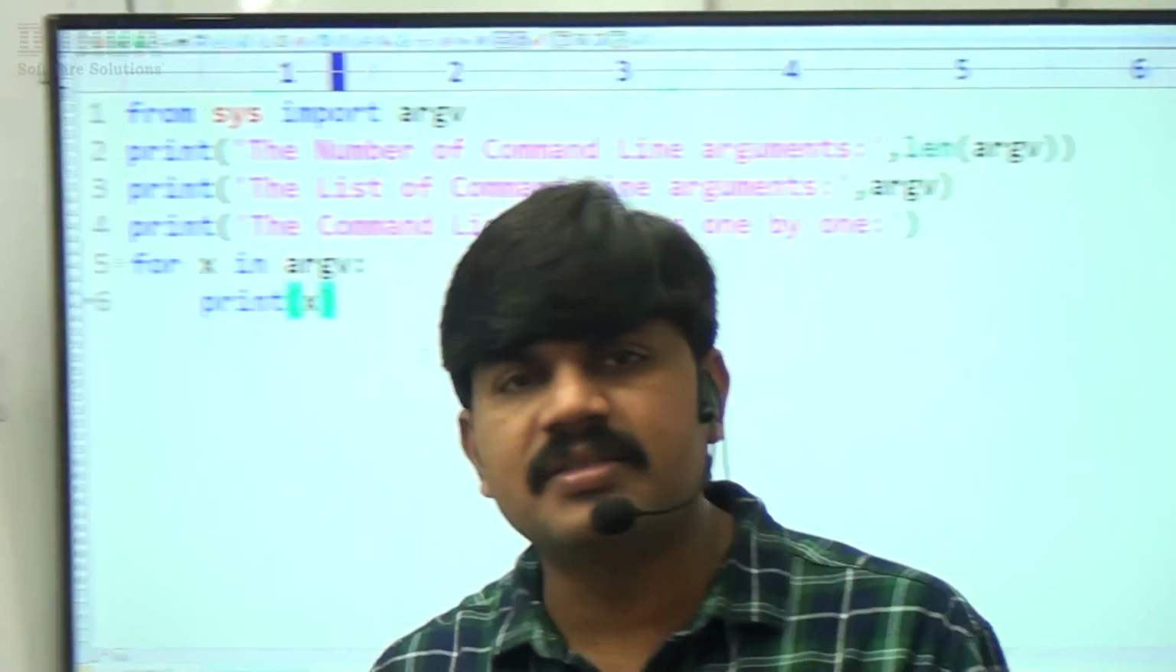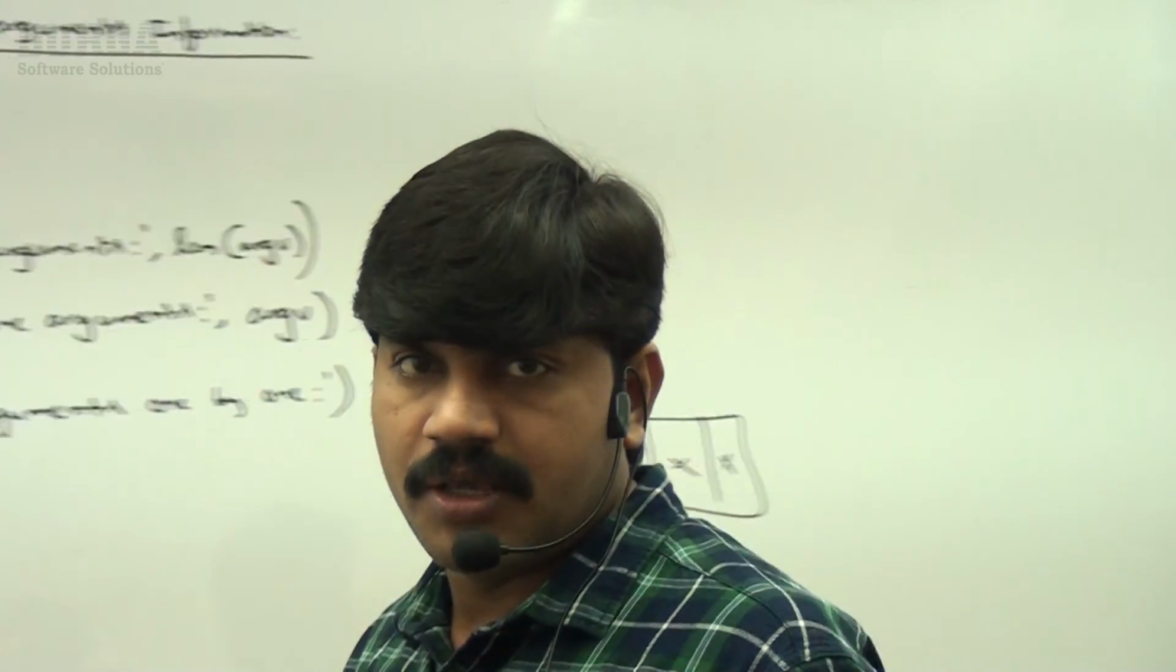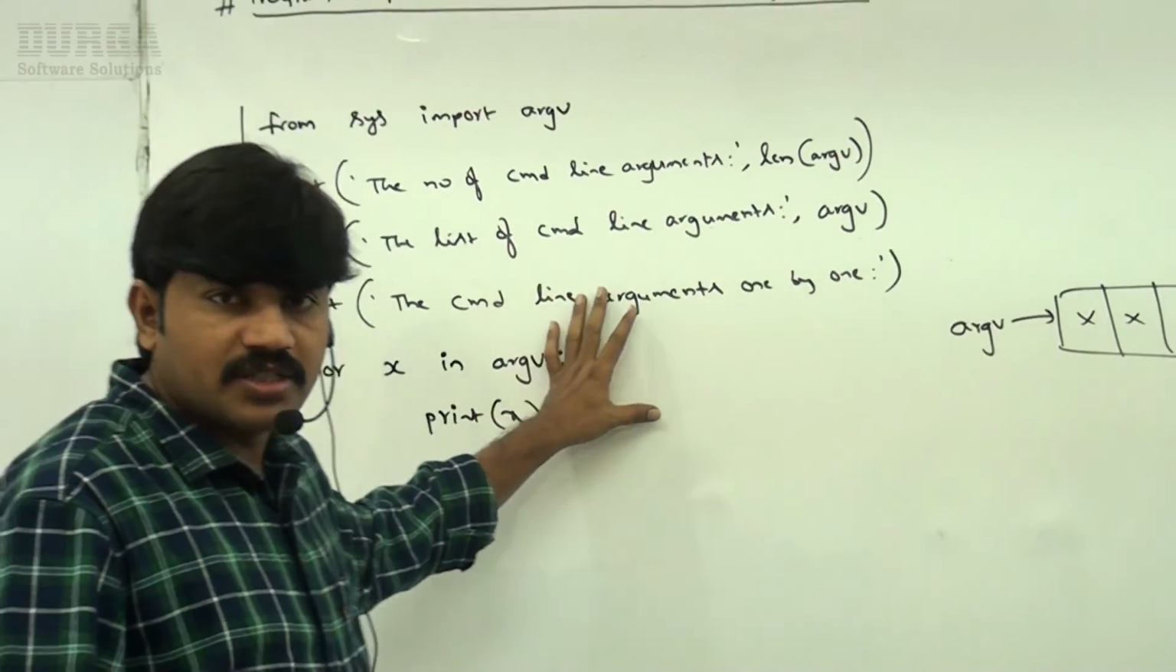The simplest example to print command line arguments. I hope everyone is in a position to understand, right? Clear?